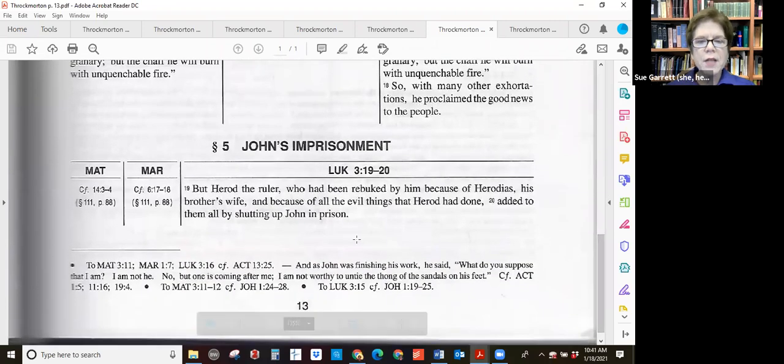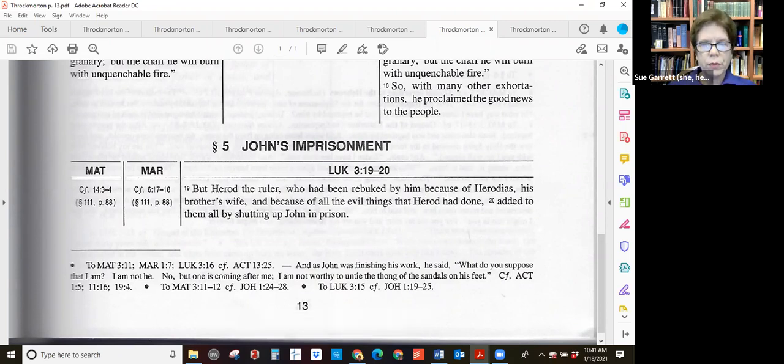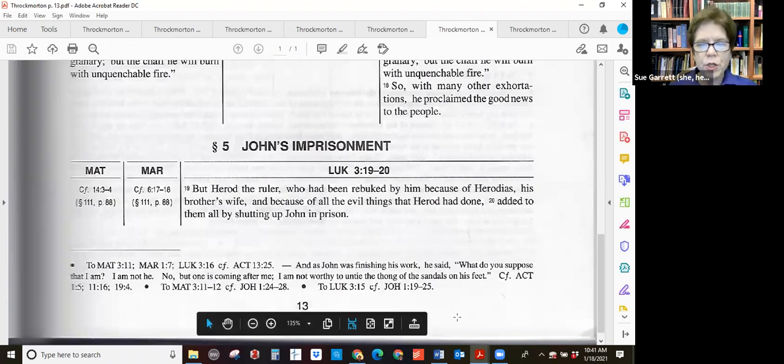right here. Okay, John's imprisonment. I think this is actually maybe the one he was talking about. I'm not sure. But anyway, Herod the ruler, who had been rebuked by him because of Herodias, his brother's wife, and because of all the evil things that Herod had done, added to them all by shutting up John in prison. Okay, notice that over here in Matthew and Mark, you've got CF. That means compare. So compare Matthew 14:3-4. Compare Mark 6:17-18. These are not perfect parallels, but they do pertain to the imprisonment of John. And so Throckmorton wants you to know they're there, but they're so dissimilar that he doesn't see fit to put them as an actual parallel. So that's why sometimes you get these citations without an actual inclusion of the content of that particular passage.